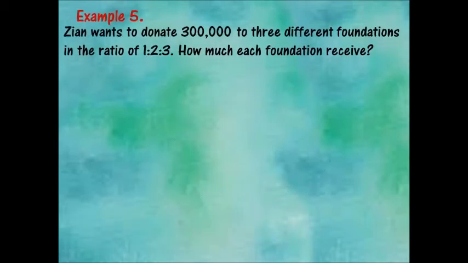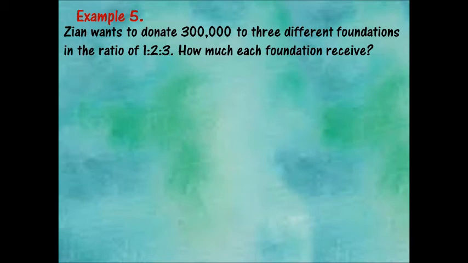Okay, next, example number 5. Zian wants to donate 300,000 to 3 different foundations in the ratio of 1:2:3. How much each foundation receive? So, sabi, si Zian daw ay magdodonate siya ng 300,000 sa 3 foundations na napili niya. At ang ratio nun is 1:2:3. Magkano yung matatanggap ng bawat foundation na yon?